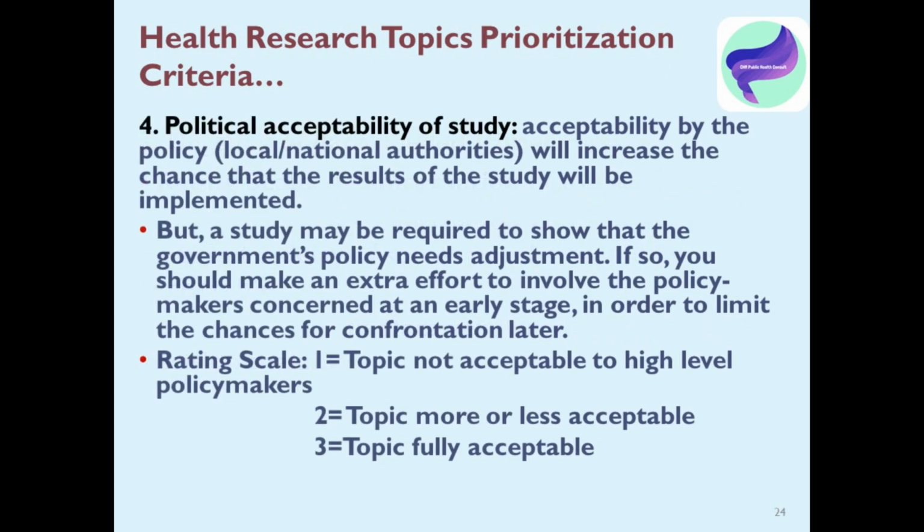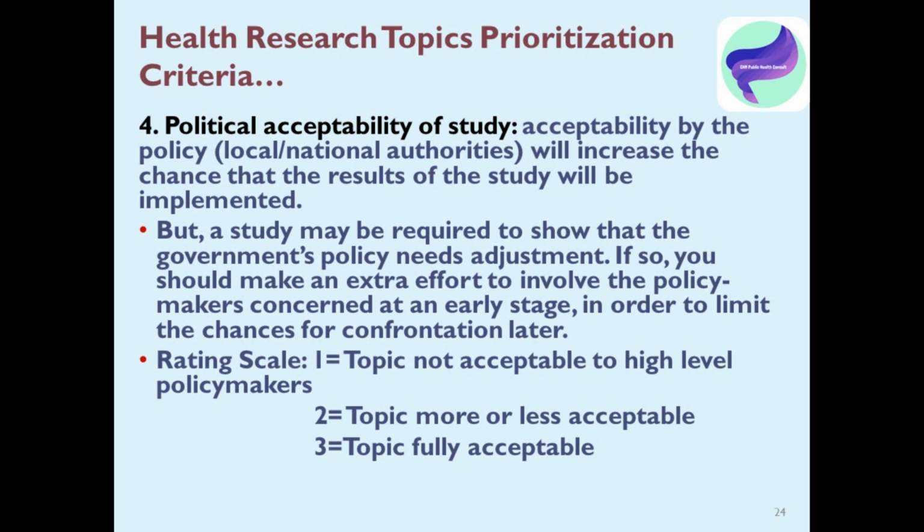The fourth criterion is political acceptability of the study. Acceptability by the policy or local or national authorities will increase the chance that the results of the study will be implemented. But a study may be required to show that the government's policy needs adjustment. If so, you should make an extra effort to involve the policymakers concerned at an early stage in order to limit the chances for confrontation later.